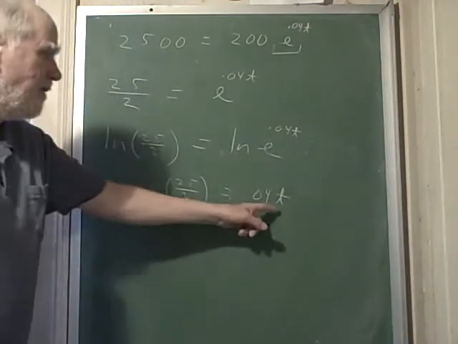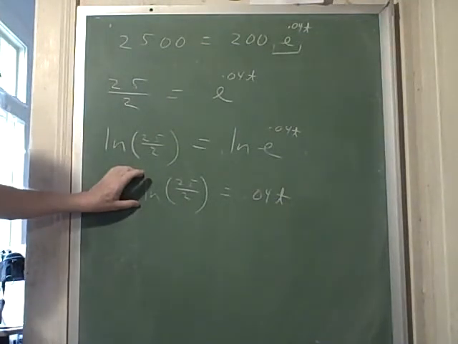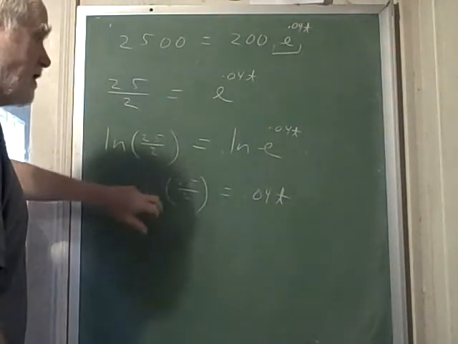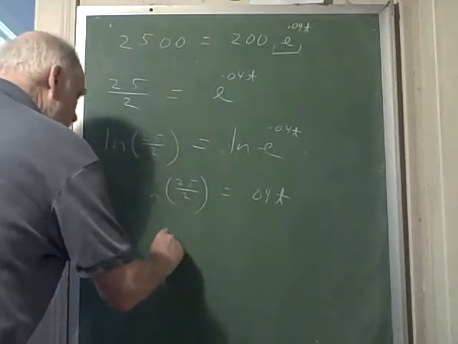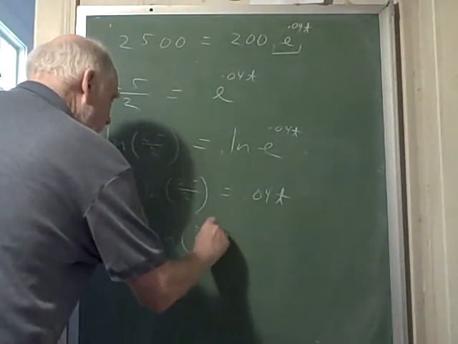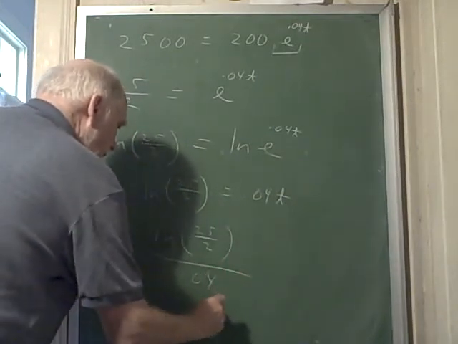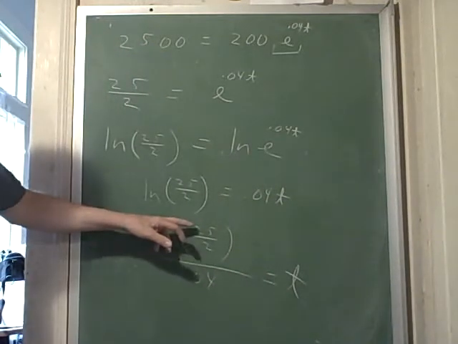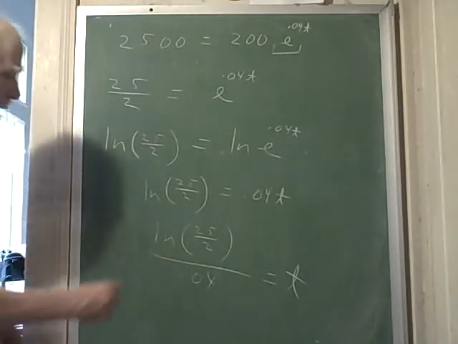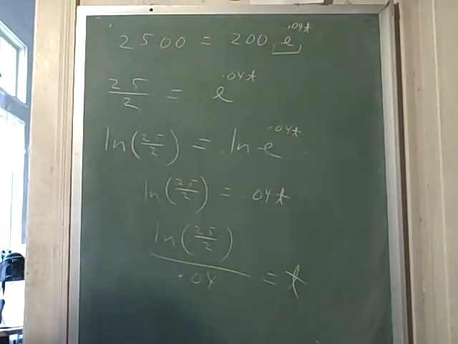Now, I have to divide both sides. I have a linear equation. By the way, this is a number in your calculator. This is a log of 12.5, you know. You put it in your calculator, it's a number. We divide both sides by 0.04, and we end up with a log of 25 over 2 divided by 0.04, and that's t. Now you have to put that in your calculator. You put log of 12.5 divided by 0.04, and it'll give you an estimate of what t is.